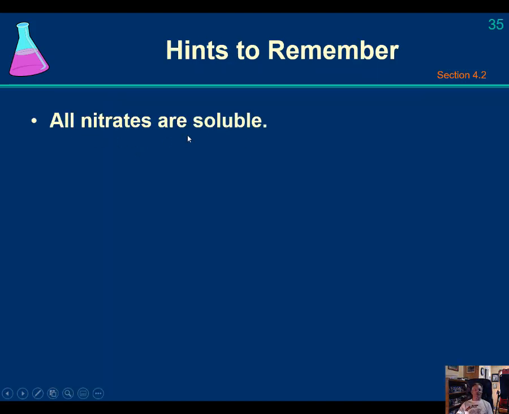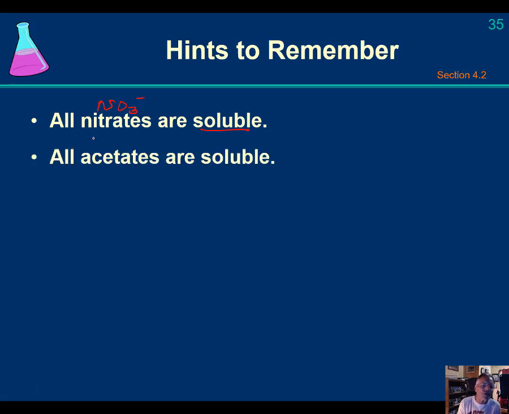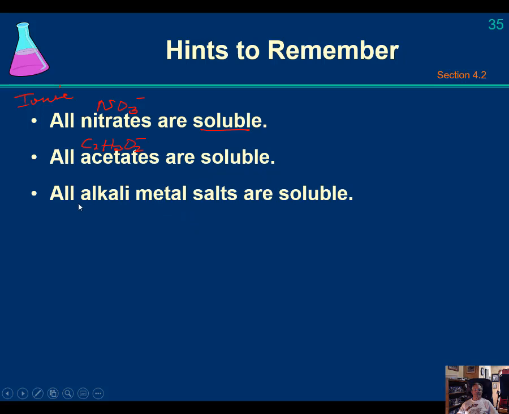Hints to remember: all nitrates are soluble. Nitrates, these guys, you see a compound with nitrate in it, it's soluble. Same thing's true for acetates. You see an ionic compound that has C2H3O2 in it. And remember, this is always for ionic compounds, not for molecular compounds. These guys are always soluble. They can never be driving forces.